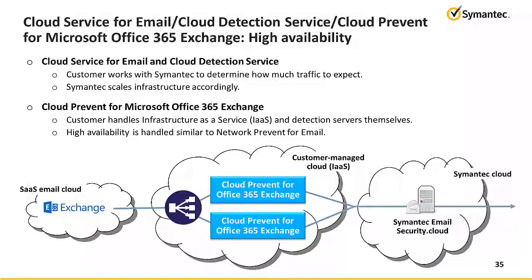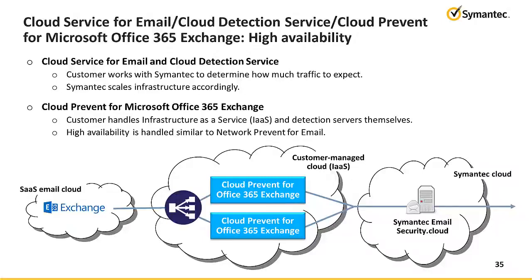High availability options differ substantially among Symantec's Cloud DLP offerings. For Cloud Service for email and for Cloud Detection Service, all the customer needs to do is contract with Symantec to cover a specific number of users, and the Symantec.Cloud operations team will provision the detection service accordingly. If a customer later needs to cover more users, for instance due to a corporate acquisition, they purchase additional seats for their Cloud Service for email or Cloud Detection Service subscription, and then Symantec will provision the detection services as needed.